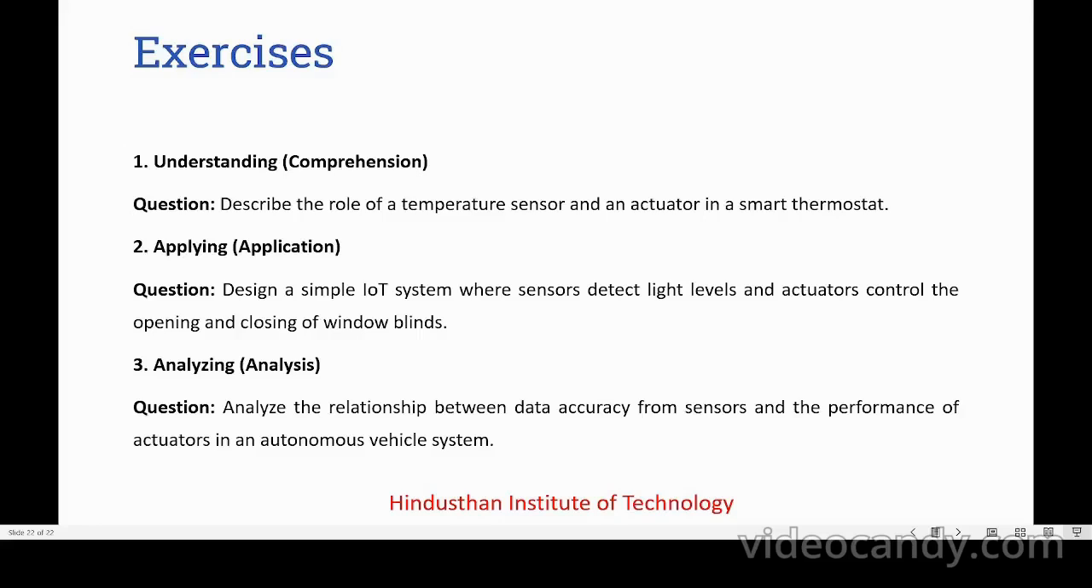So third one is analyzing. Analyze the relationship between data accuracy from sensors and the presence of actuators in an autonomous vehicle system.